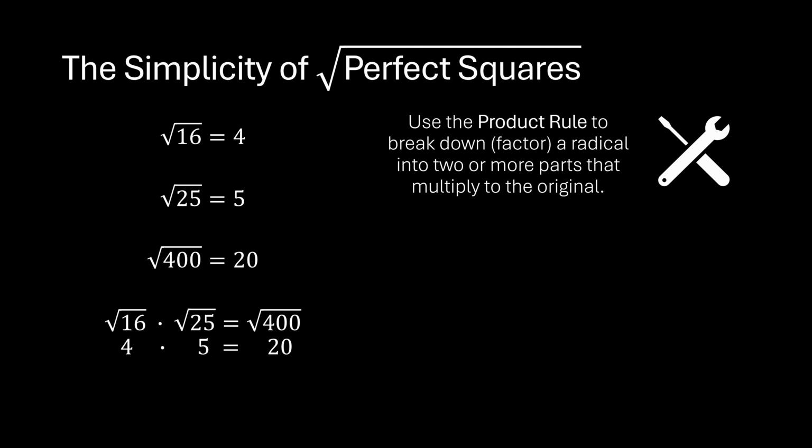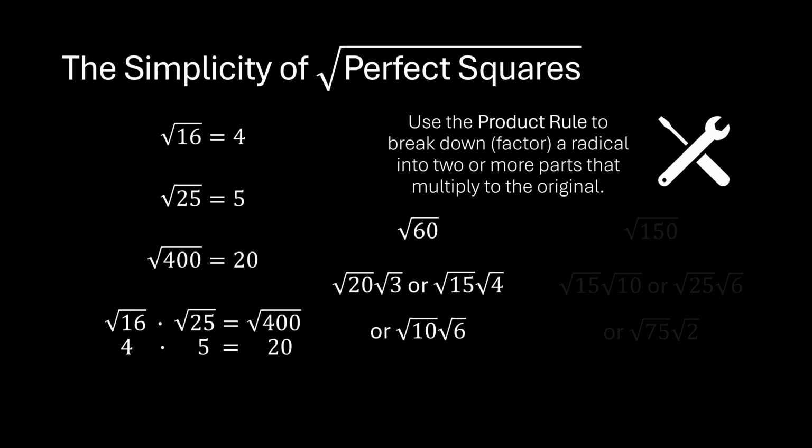What it means is you can take a radical, you can break it into two parts or more, then multiply to the original. So if we look at this, we have square root 60. We can make that 20 times 3, but remember, it's not 20 times 3, it's root 20 times root 3. Or root 15 times root 4, or root 10 times root 6. Let's take another example, 150. What's a way to multiply to 150? 15 times 10, or 25 times 6, or 75 times 2. All these multiply back to the original number.